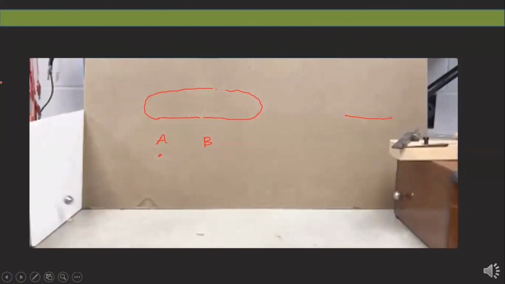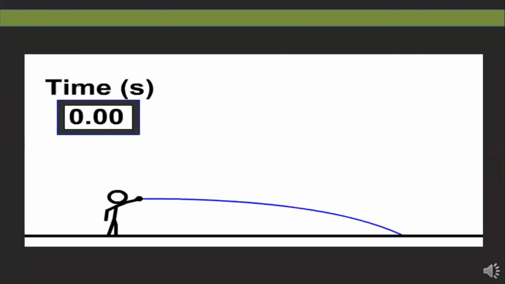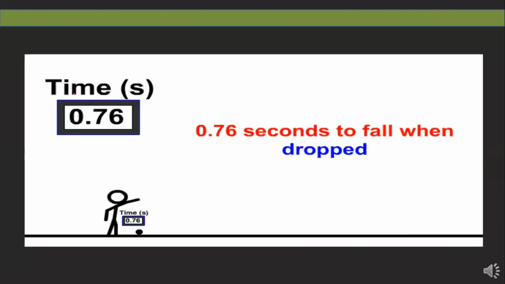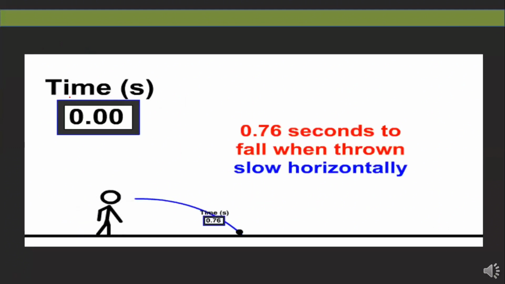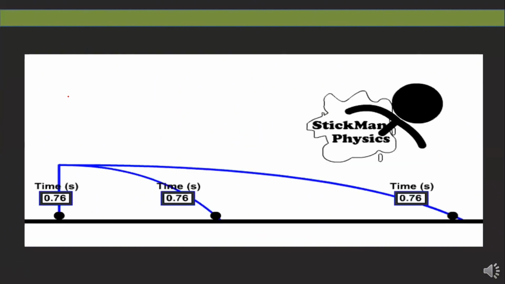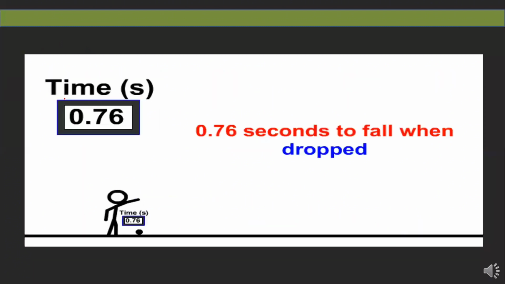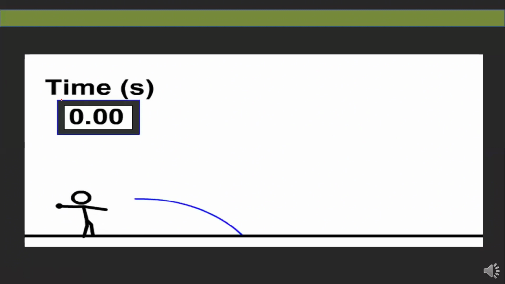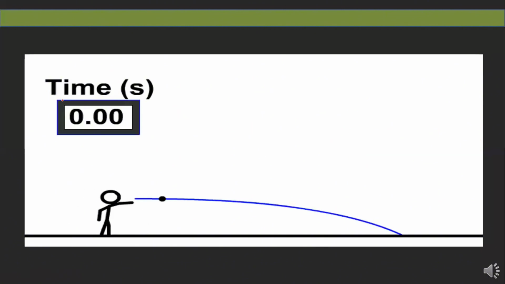Okay. To show you another example, kindly watch this. That's the horizontal velocity. Check. Free fall, 0.76 seconds when it drops. When you exert horizontal velocity, it's still 0.76. Let's have a longer horizontal flight. It's still 0.76. So despite the horizontal velocity changes, it still falls to the ground at the same time, assuming that you release the projectile at the same height.